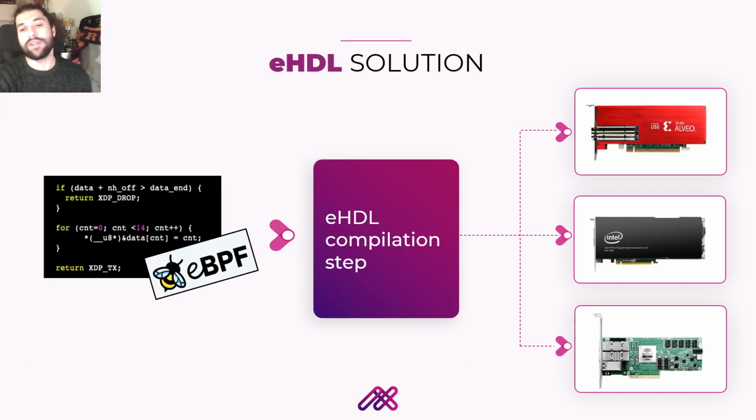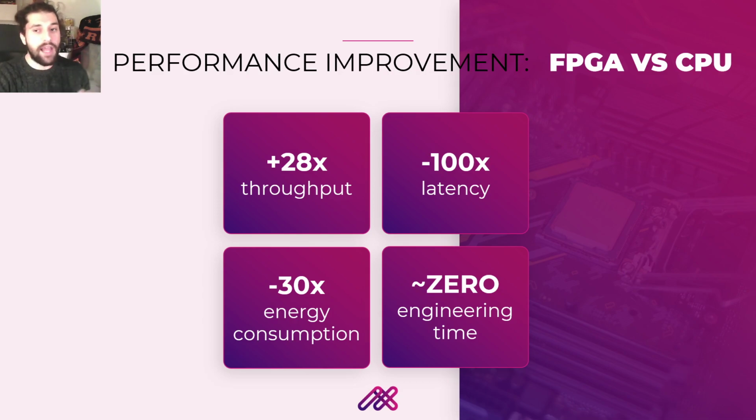But what if there was a way to turn software programs into tailored hardware designs? That's where EHDL comes in. EHDL is a high-level synthesis tool that can turn eBPF programs into hardware designs. The main advantage of EHDL is that it's based on eBPF, which makes it easier to use than other high-level synthesis tools like AMD Vitis. Additionally, EHDL guarantees line rate speed on most applications.